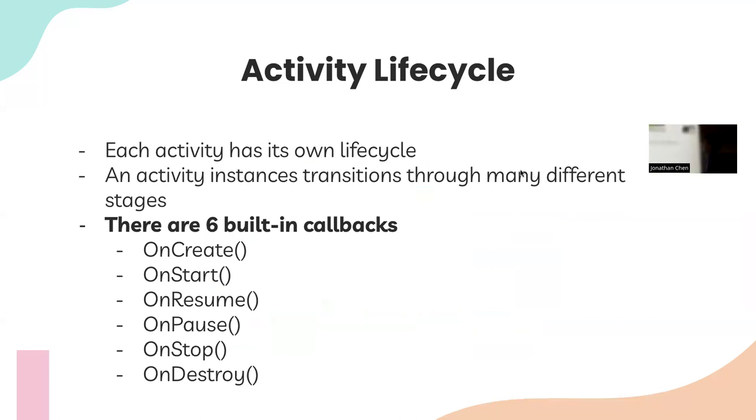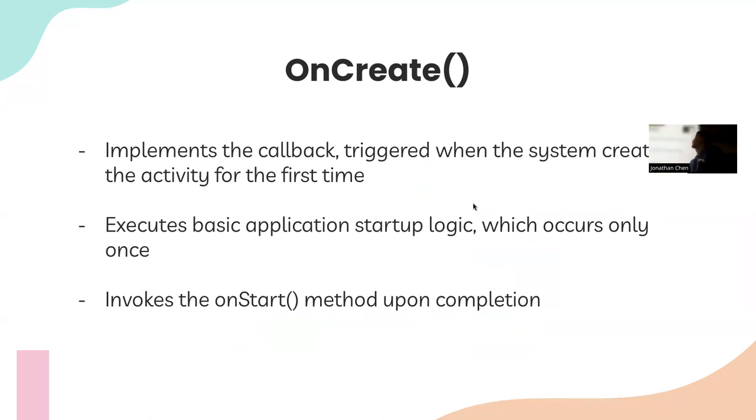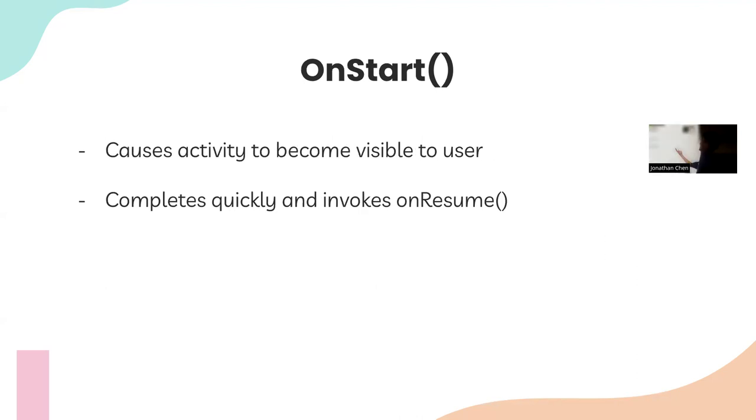So yeah, like I just said, each activity has its own lifecycle, and there are six callbacks that occur every time we transition between one of those stages. We'll go through this quickly. onCreate is triggered every time the system creates an activity for the first time. What you're going to put in there is basically the application startup logic, like findViewById for all the buttons and that stuff. And then right after that, onStart will be invoked, which causes it to be visible to the user.